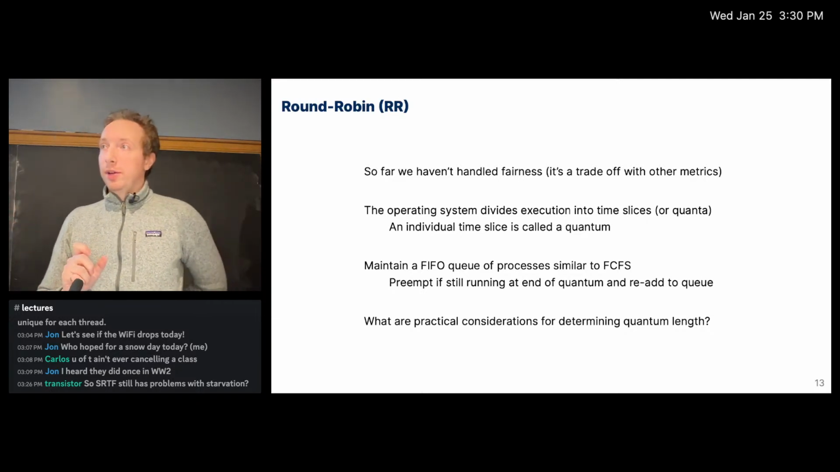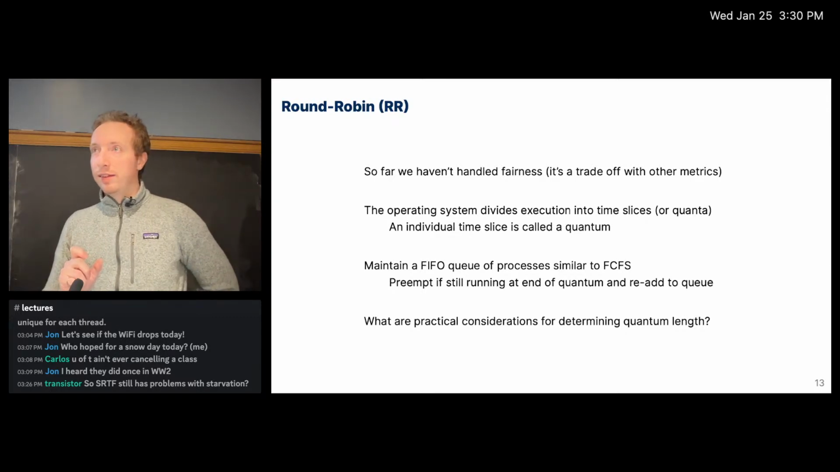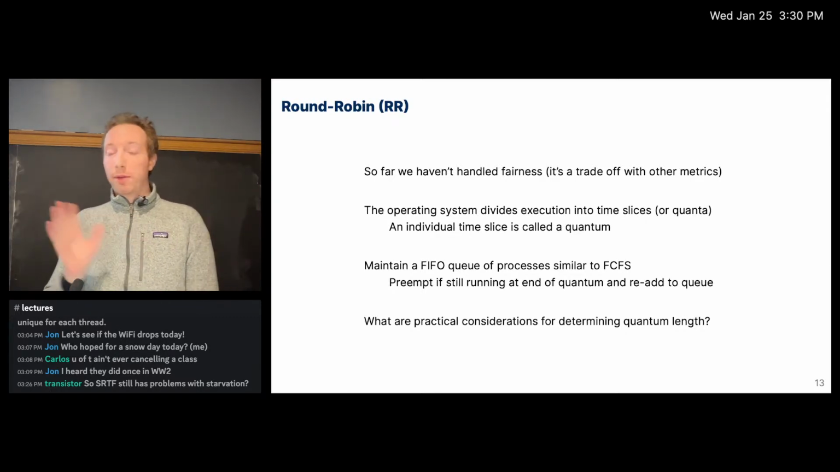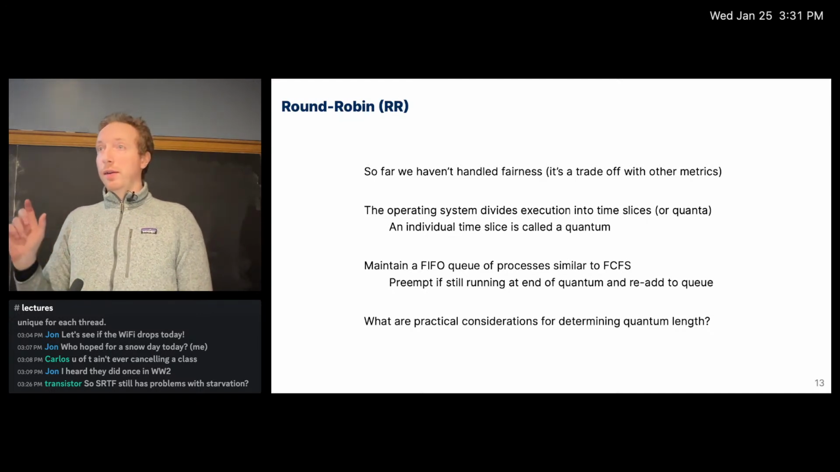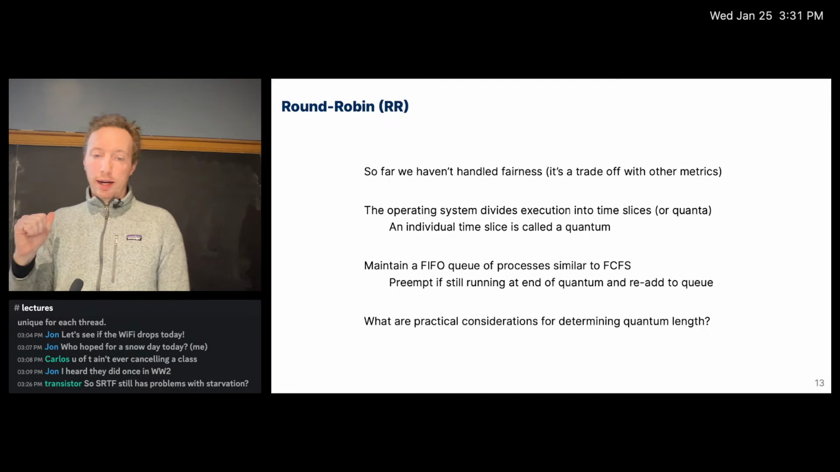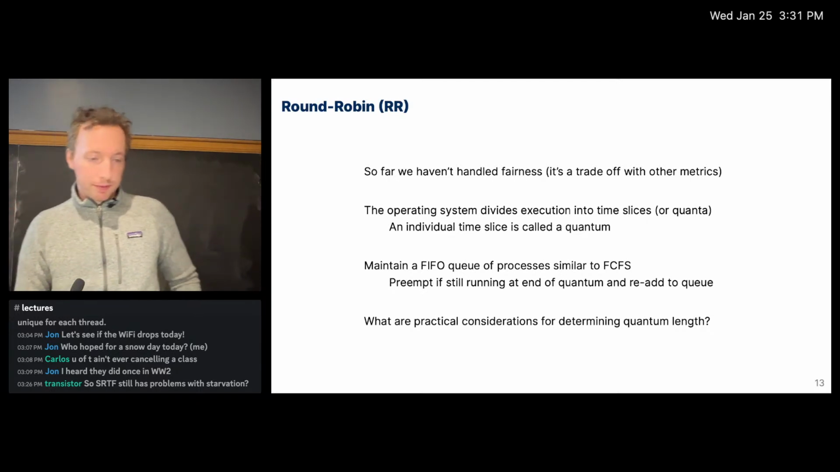So what we do to implement round robin is you still use a FIFO, but you kick things in and out. So you have a FIFO queue of processes similar to first come, first serve. And then based off your time slice, at the end of the time slice, that process that's currently executing just goes to the back of the line. So it just goes right back to the line.